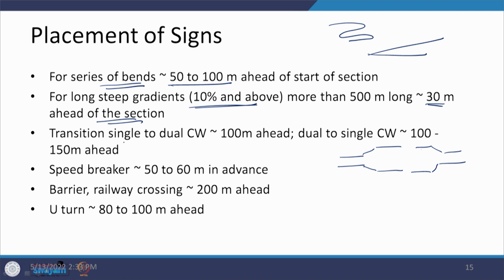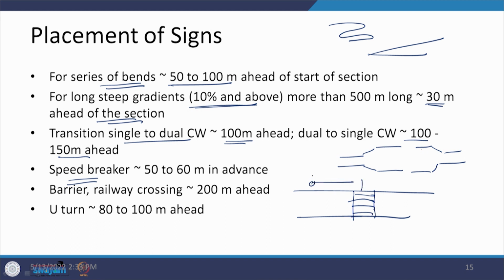So, if we are transiting from single to dual carriageway, then the signs should be provided at around 100 meters ahead, but if it is from dual to single carriageway, then it can be 100 to 150 meters ahead. If there is a speed breaker to be provided on a road, we are going to have a sign at a distance of 50 to 60 meters in advance of it.